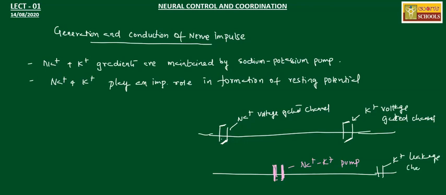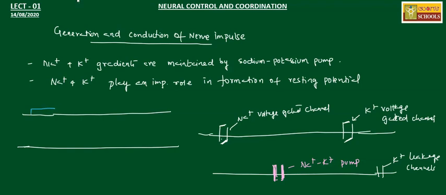And we have also seen the potassium leakage channels. So the question comes, where are all these present? You will see these only in the node of Ranvier regions. In the case of a myelinated neuron, the rest of the axon is covered by the Schwann cell, and we find these gated channels in the node of Ranvier.